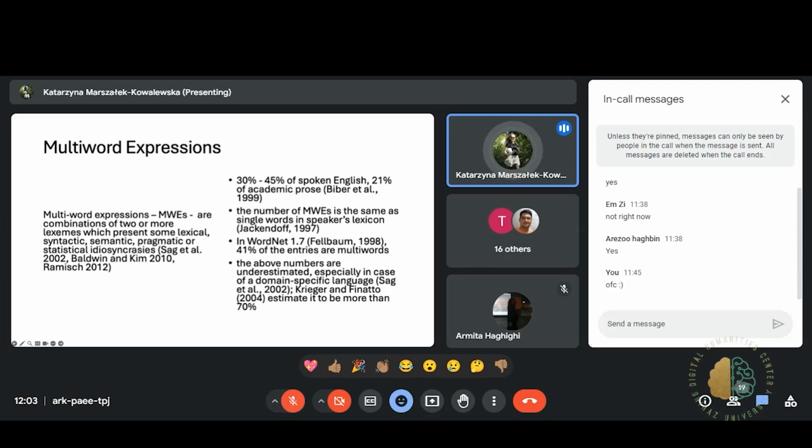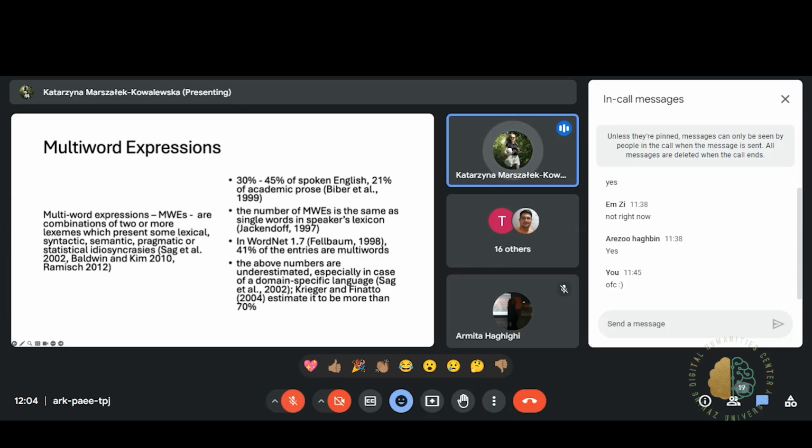There have been many studies related to multi-word expressions, and a lot of researchers tried to estimate their numbers in the language. So Biber and colleagues claim that the number of multi-word expressions in spoken English is between 30 and 45%, and 21% in academic prose. Jackendoff and Duffley, on the other hand, suggest that the number of multi-word expressions in a speaker's lexicon is actually the same as that of single words.